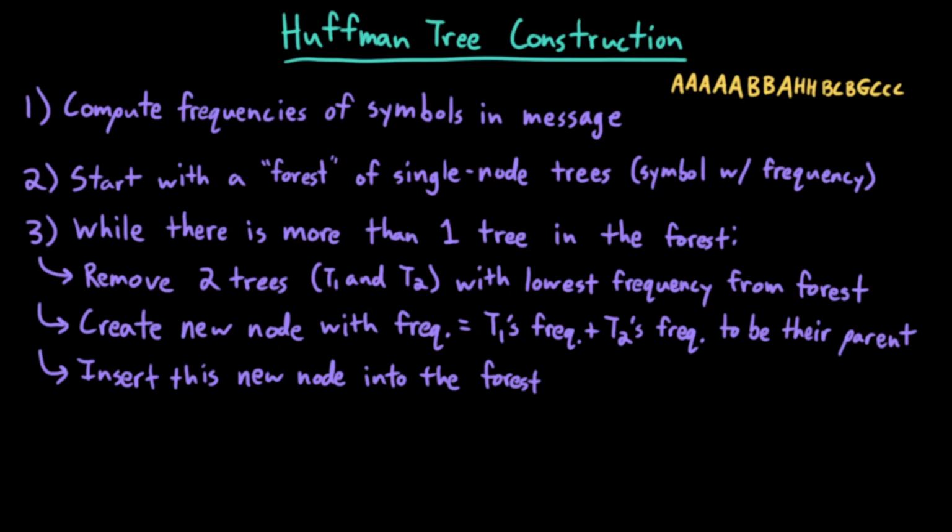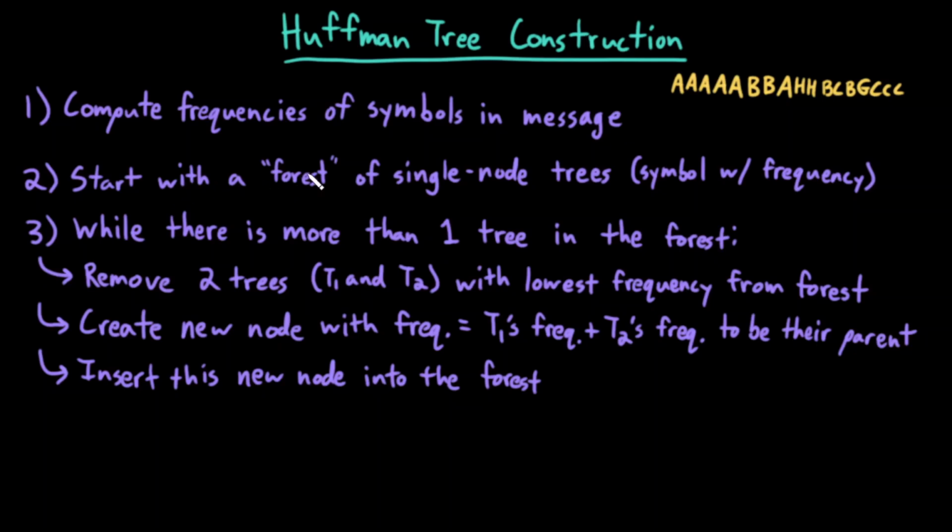We can use the Huffman algorithm to find an optimal coding tree for compressing a given message. So here I have this message, AAAAA, BBAHH, BCB, GCCC, and here is the algorithm for constructing the Huffman coding tree. First, I compute the frequencies of the symbols in my message.